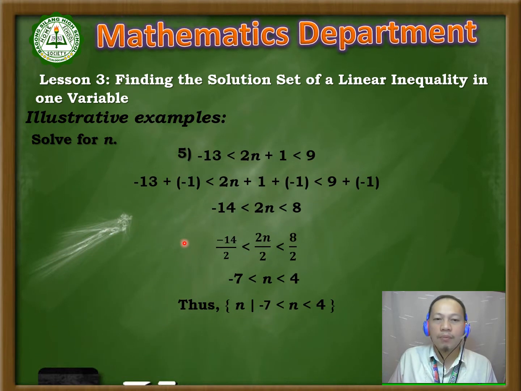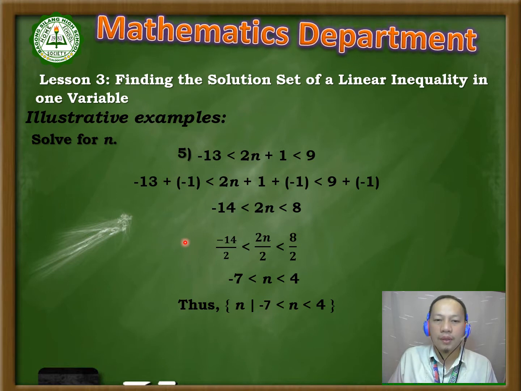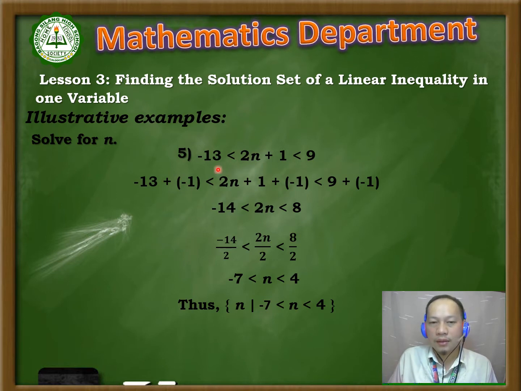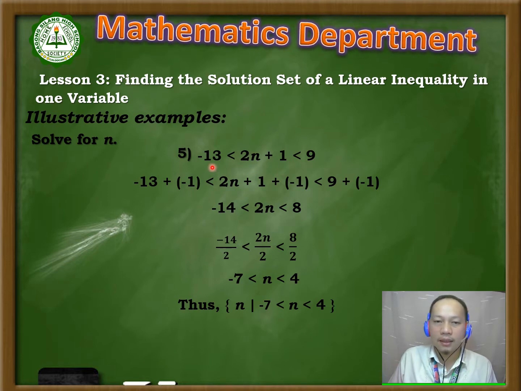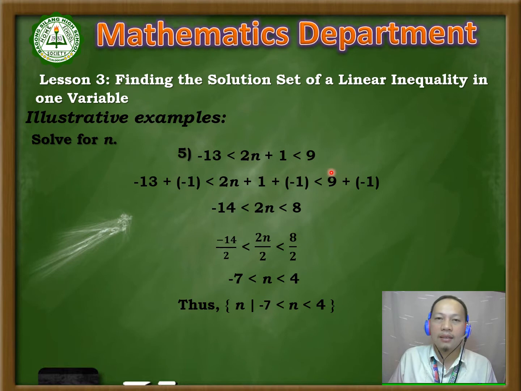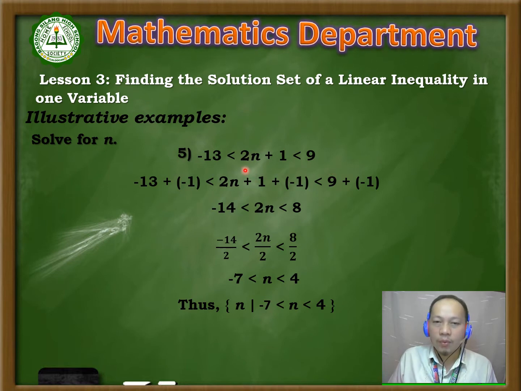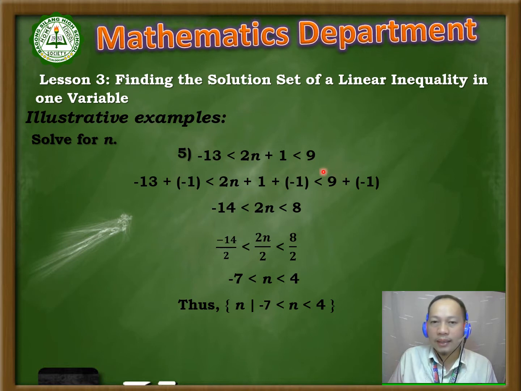Let's have example number 5. This time, there are 3 expressions. There is a middle one, the left side, and the right side. So the inequality is 2n plus 1 is greater than negative 13, but lesser than 9.